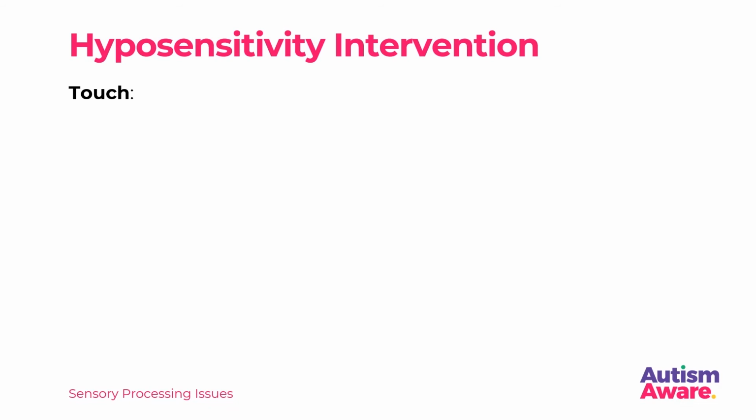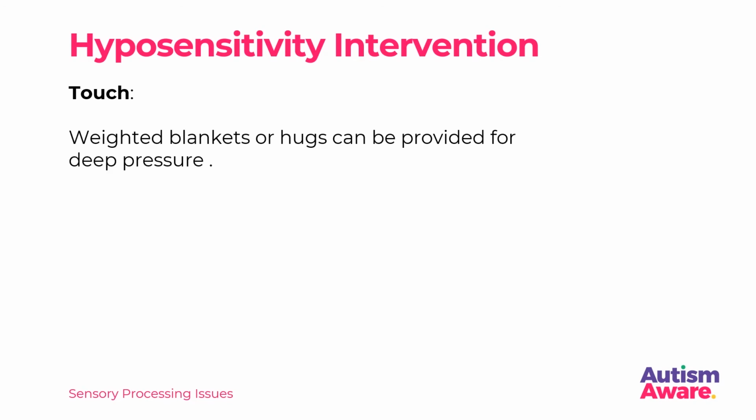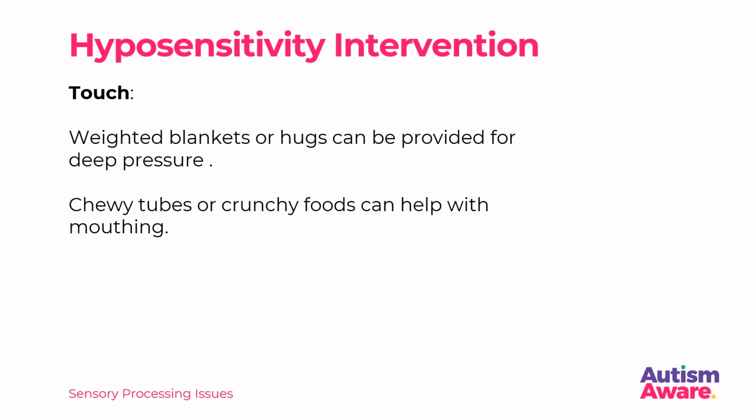Touch. Children with autism can be undersensitive to touch. They may seek out deep pressure by holding others tightly. Weighted blankets or hugs can be provided for deep pressure. Professional advice is advised. Sometimes a child needs to touch or put different textures in their mouth. Chewy tubes or crunchy foods can help with mouthing.